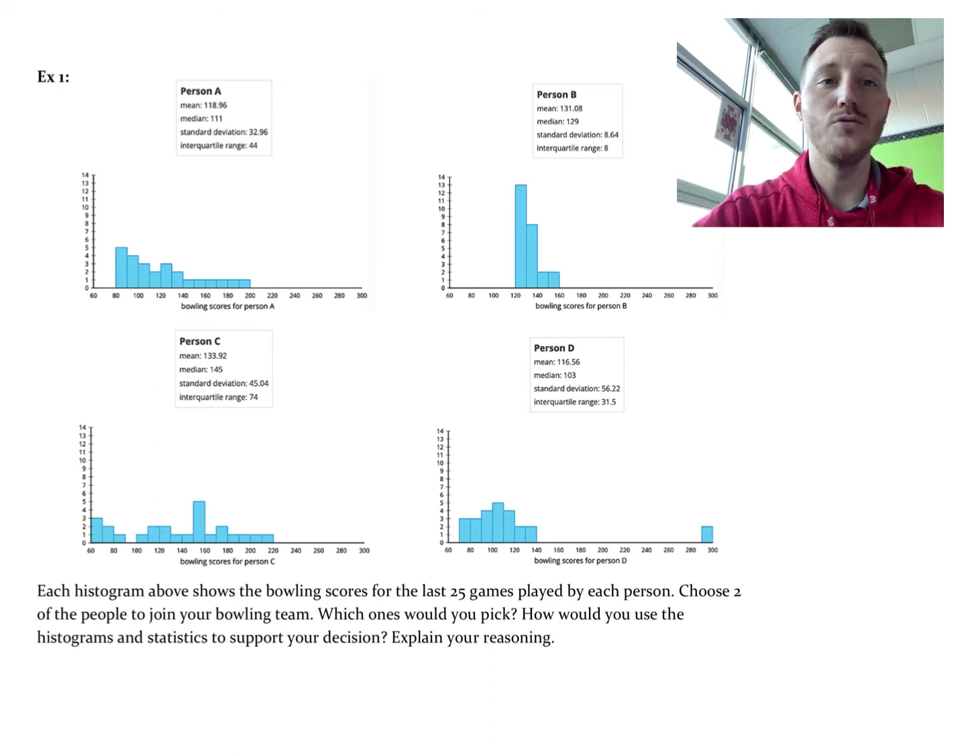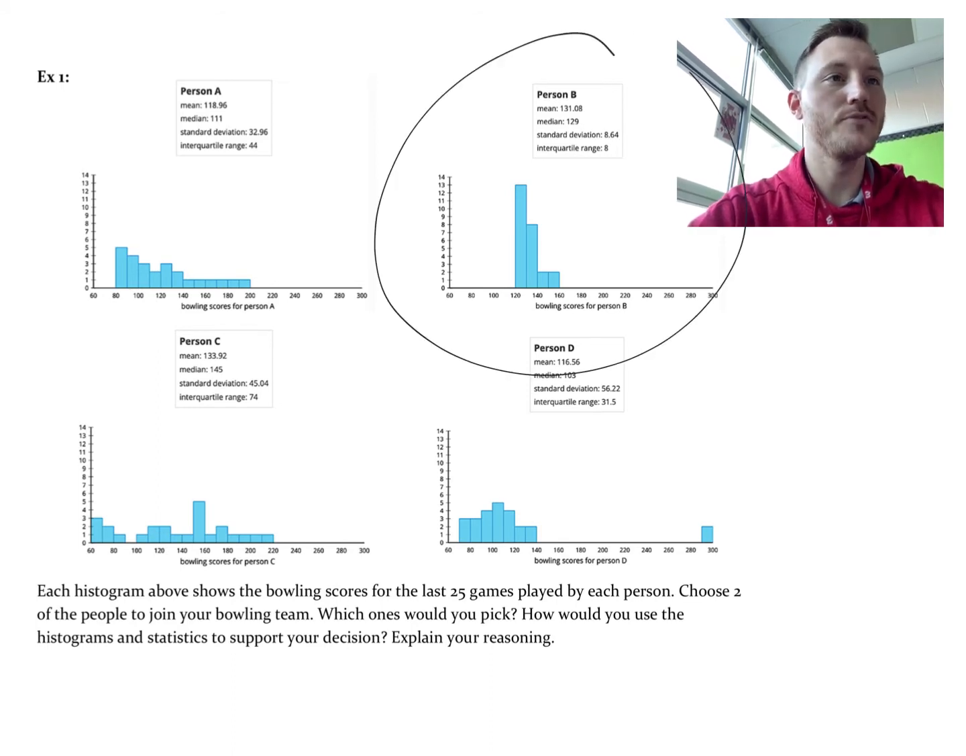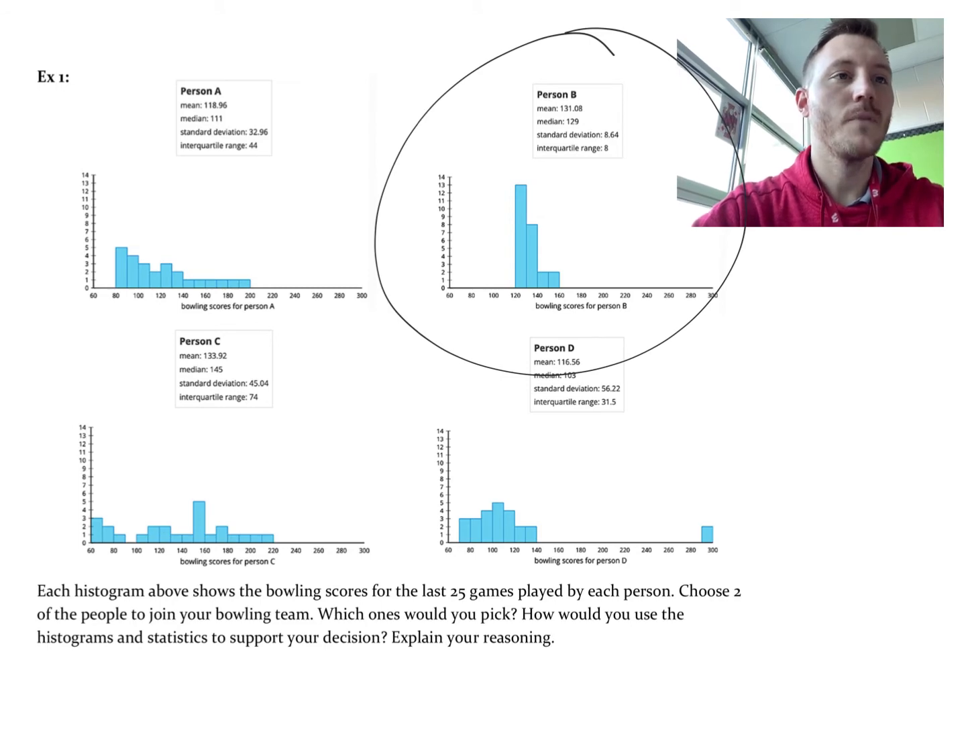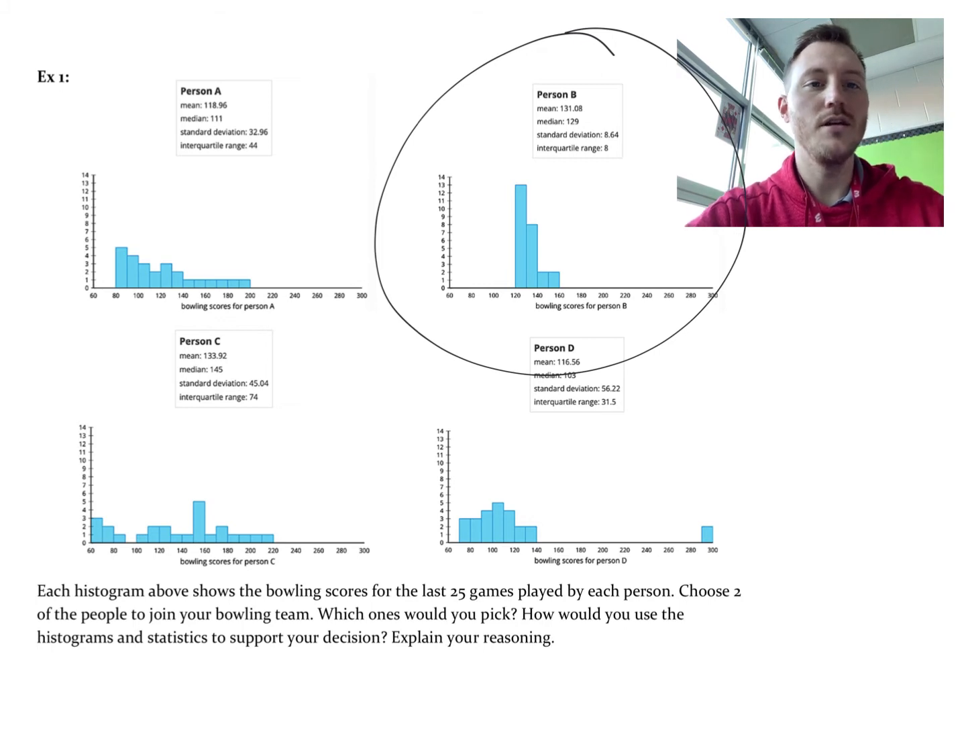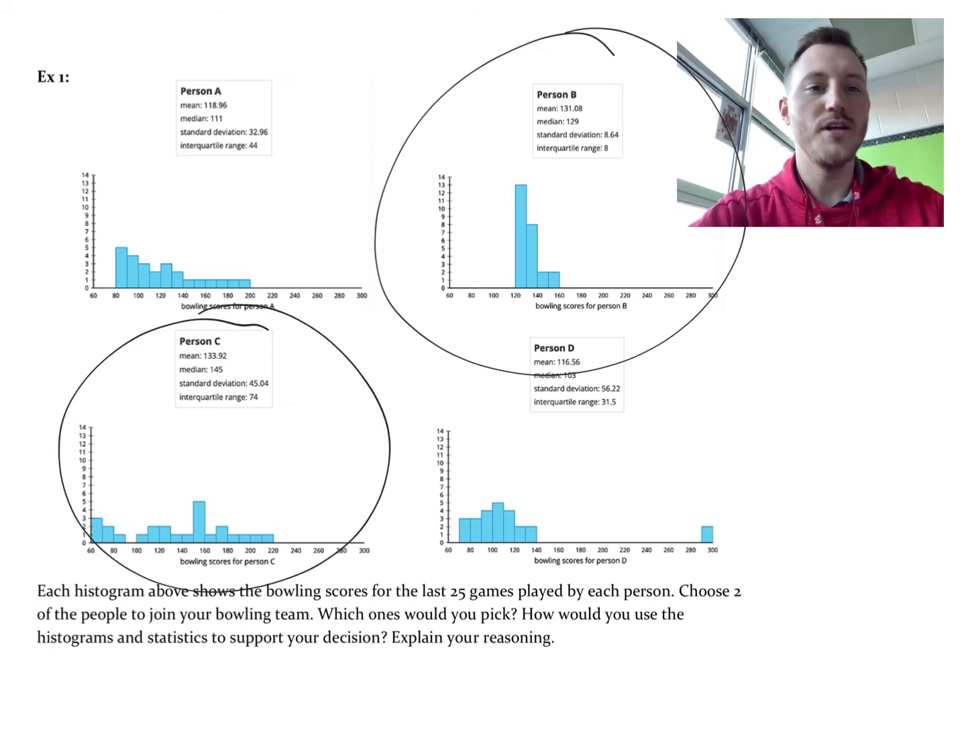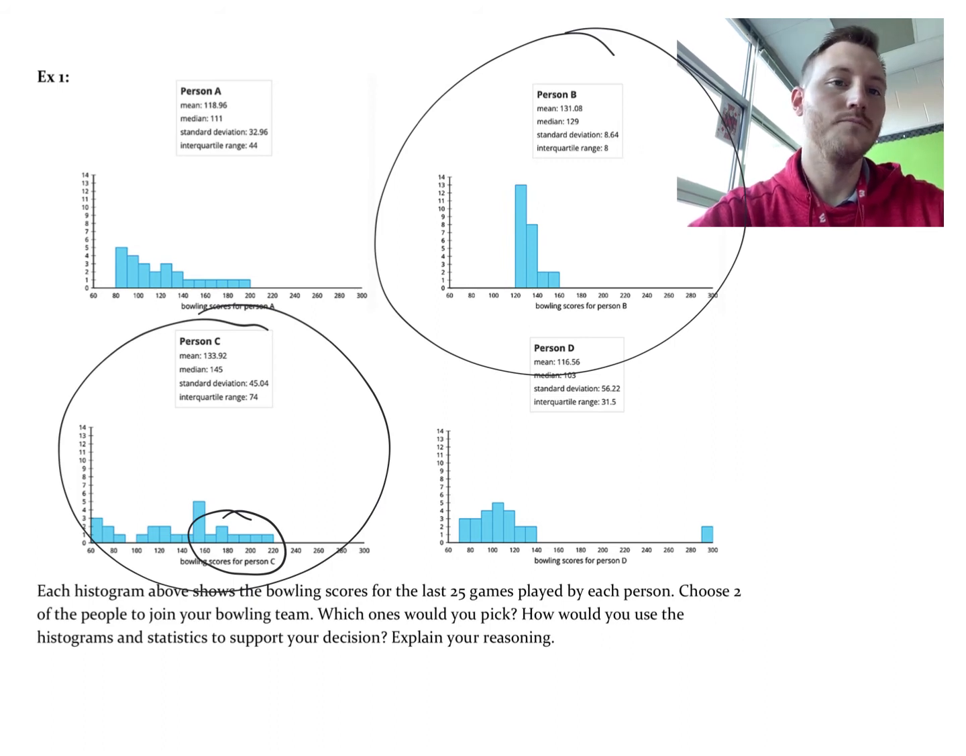If I was choosing 2 people, I would choose at least person B, because of how consistent they are. They're bowling in that middle range. And then maybe I would also choose person C. They have a good chance. There's quite a few games that they bowl pretty high, so maybe you get lucky a few of the times to get some good scores.